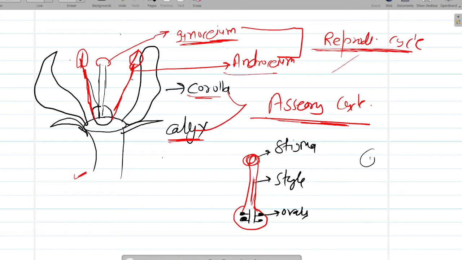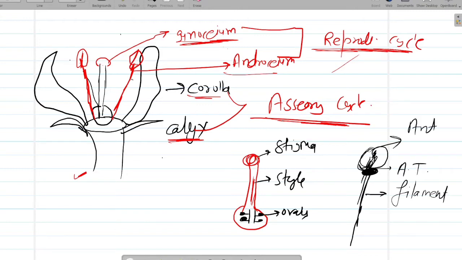Now come to the structure of the androecium. This is the androecium. This is the filament, this is the connective tissue, and this is the anther lobe. Now pollen grains will be generated in the anther lobe, and they will come out according to the seasons.